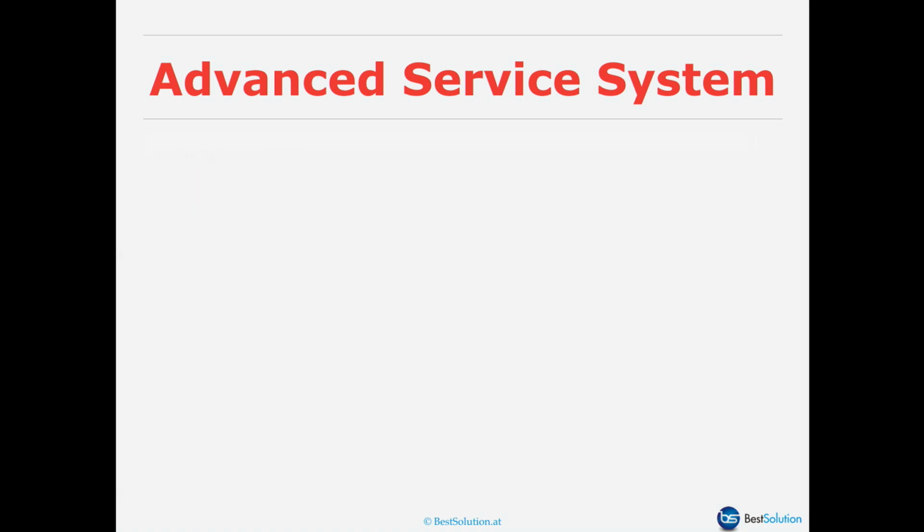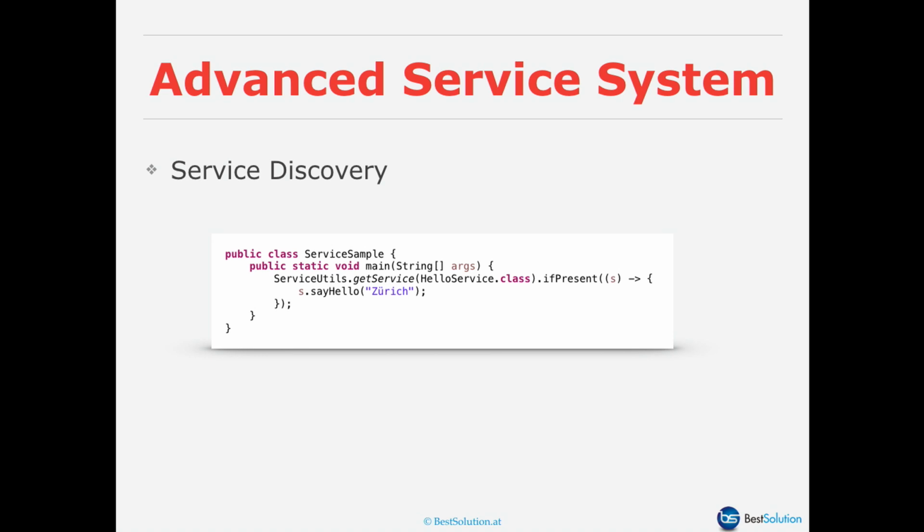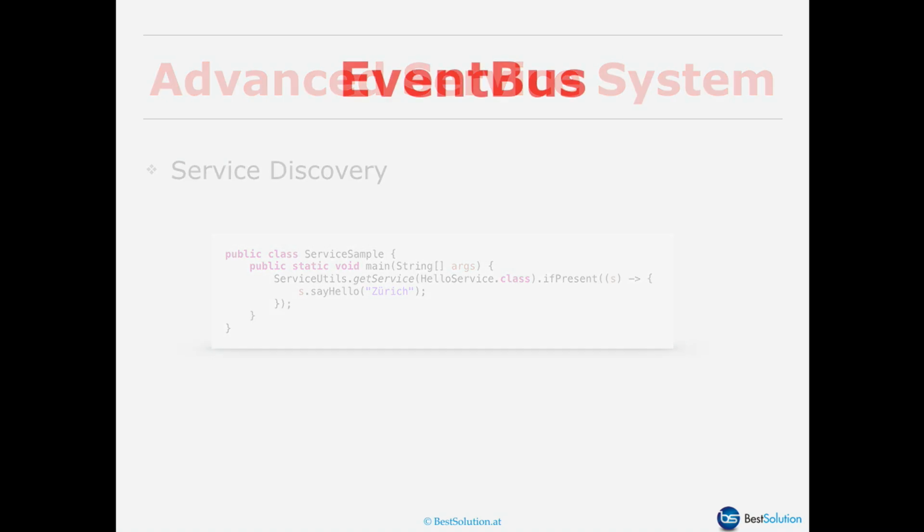And what does that mean at runtime? When we want to discover the service, all we need to do is call service utils get service. We return an optional because it might be that the service is not there. And if present, then we call the service API. In the end, this is the call you need to do to get the full-blown OSGi declarative service system in plain Java. This is a plain Java class. It's a main in the end. So this is the first cool thing I think we have.